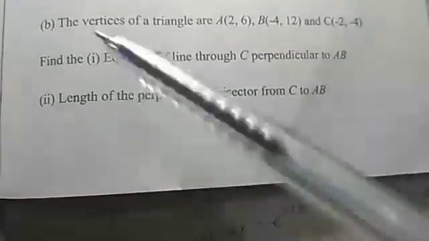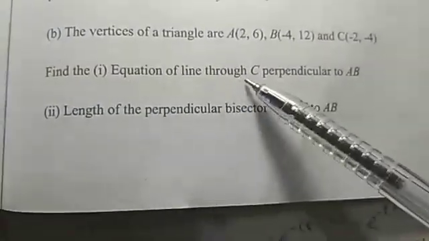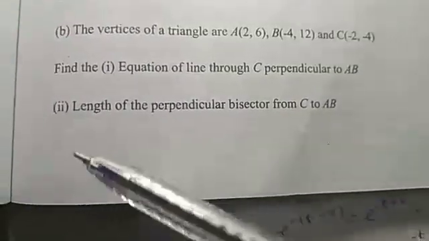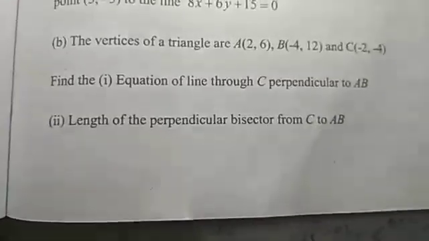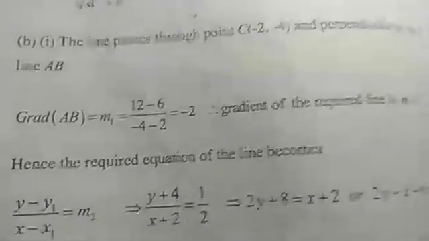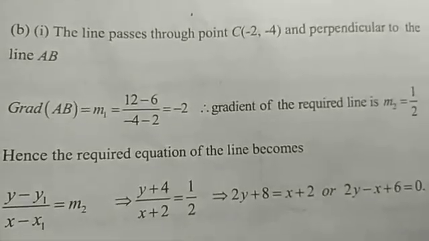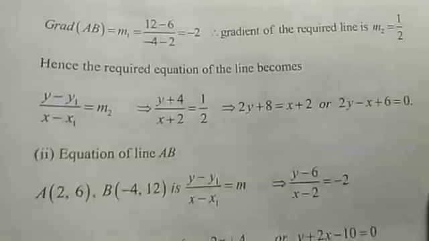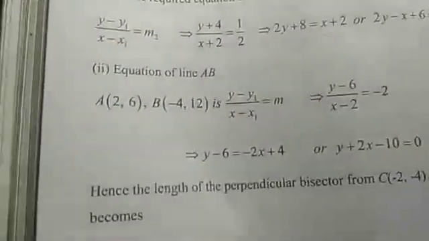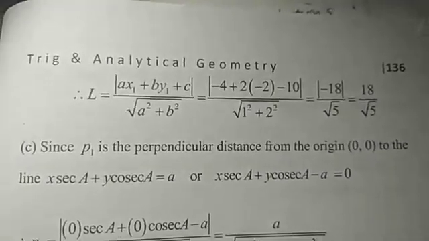Now check this question here. The vertices of a triangle are these. Find the equation of the line through C perpendicular to AB. Find the length of the perpendicular from C to AB. So this is the solution here, which you should study. I will not explain this. You should study it. This is the solution. Pause and study the solution.